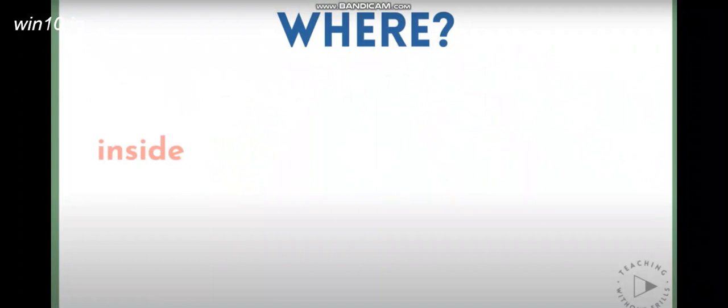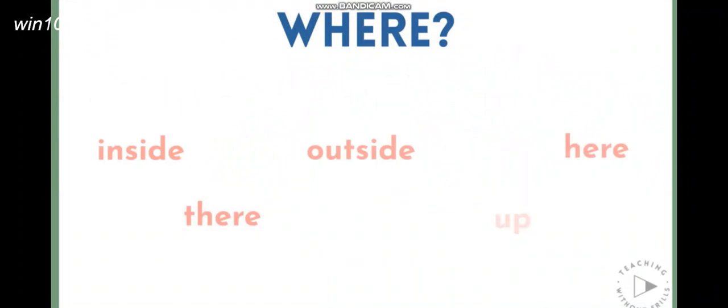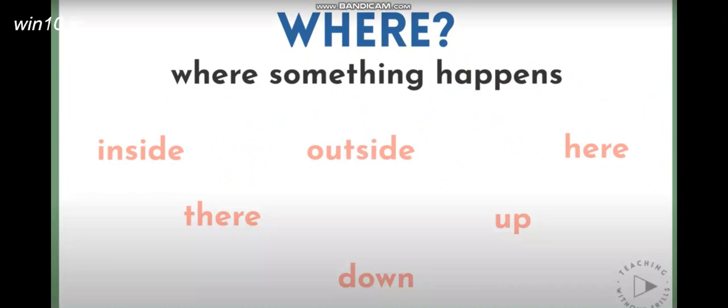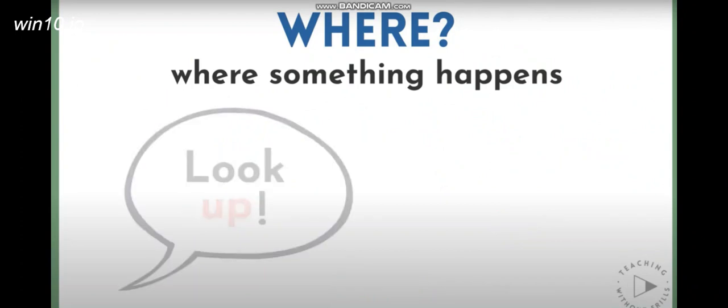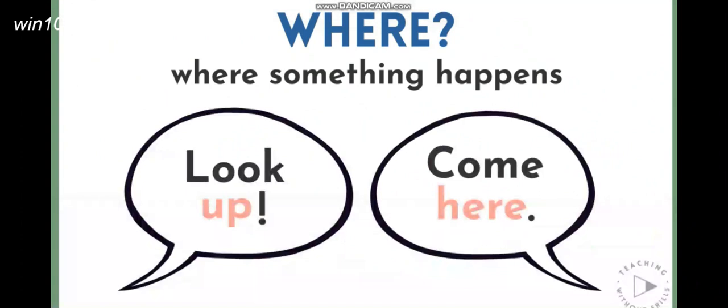Adverbs can also answer the question where. Now, remember students, where is adverb of place. Very good. Words such as inside, outside, here, there, up, and down can be used as adverbs to tell where something happens. Like look up or come here. Can you think of any other adverbs that can describe where something happens?